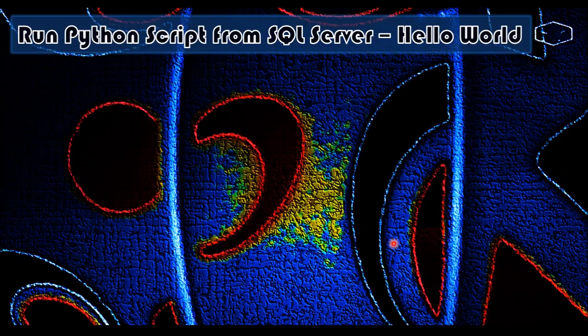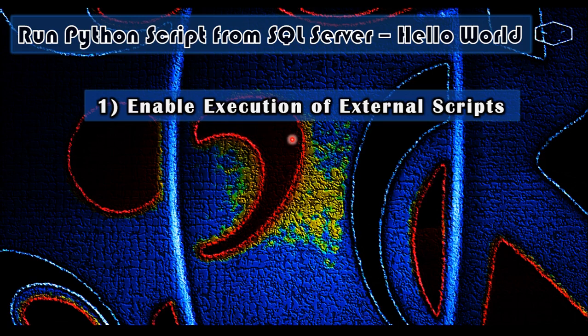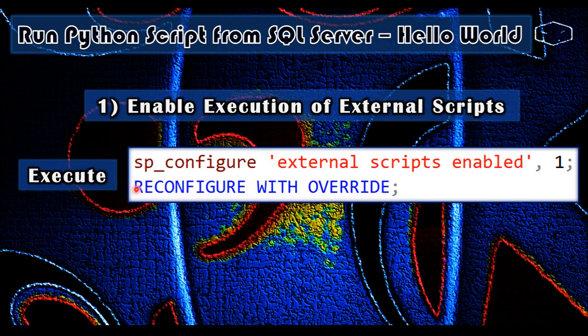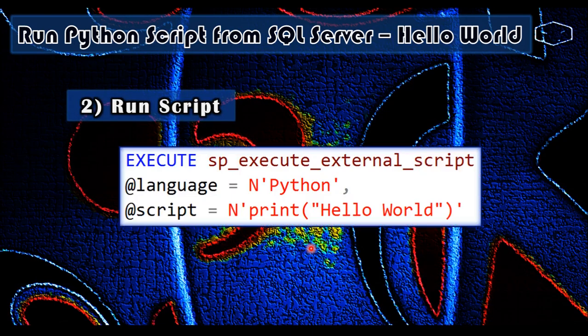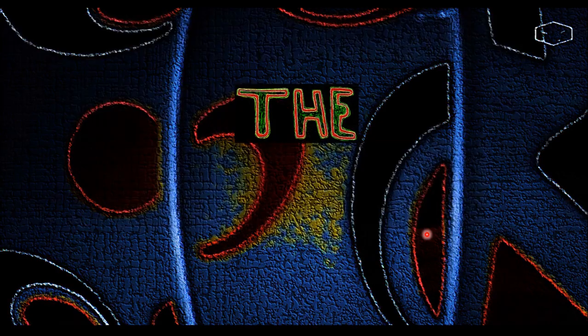So this is it. Just to review, to enable the execution of external scripts, we had to execute sp_configure external scripts enabled 1, and then reconfigure with override. After that we needed to restart SQL Server and SQL Server Launchpad. To run the script we just need to execute sp_execute_external_script. We say that the language is Python, not R, and the script is this. This is the end.